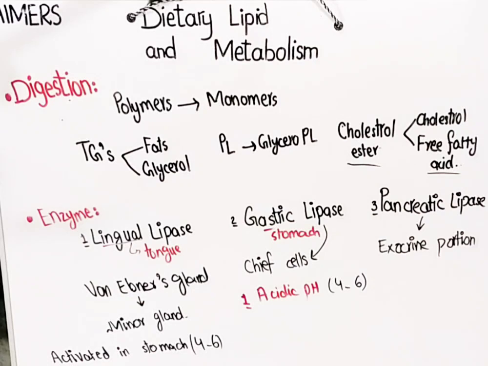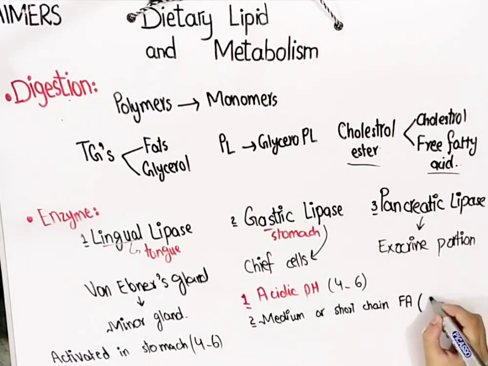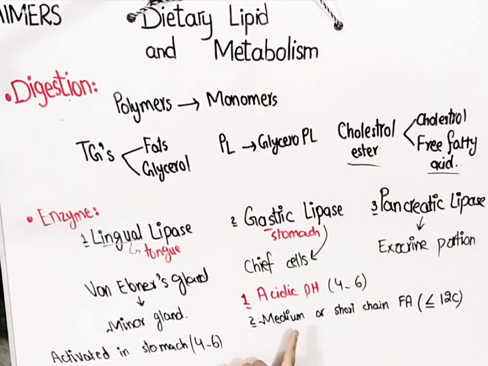The second most important point is that these enzymes are responsible for the breakdown of medium or short chain fatty acids. You know what the short or medium chain fatty acids are? The fatty acids having a carbon chain length of less than 12 carbons. Whenever the fatty acids have a length of less than 12 carbons, that is when lingual lipase and gastric lipase are in action, and they are only responsible for the breakdown of medium or short chain fatty acids.